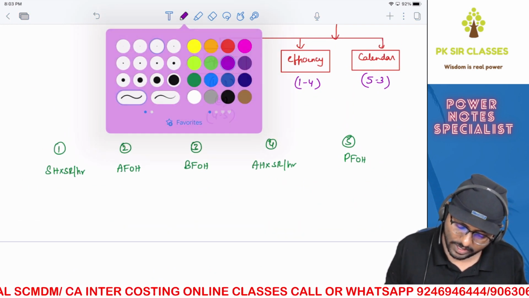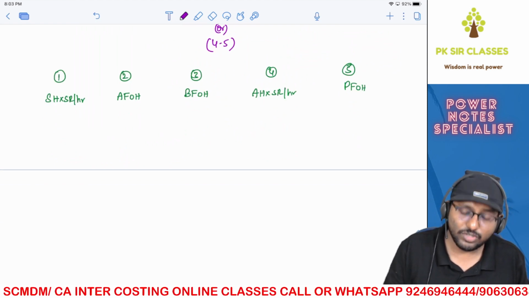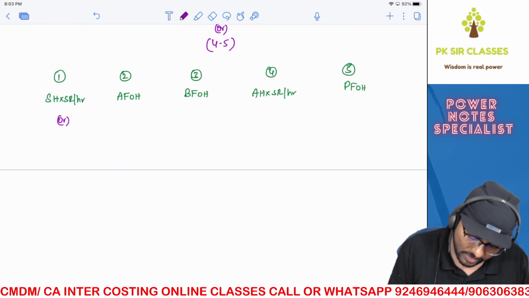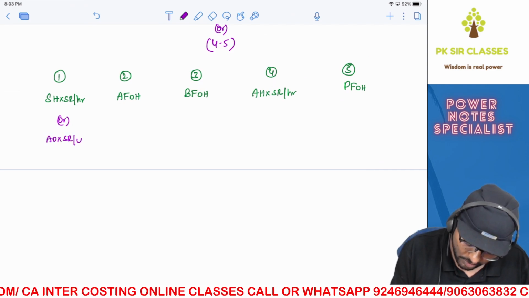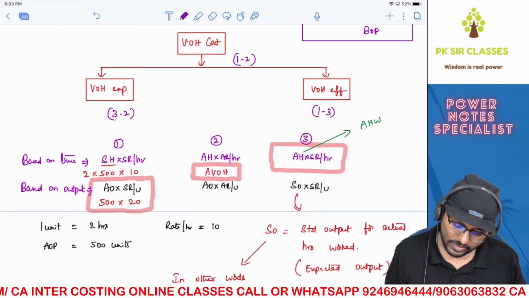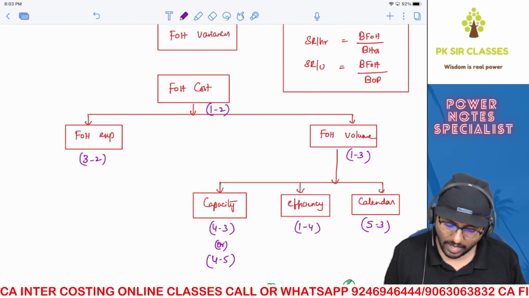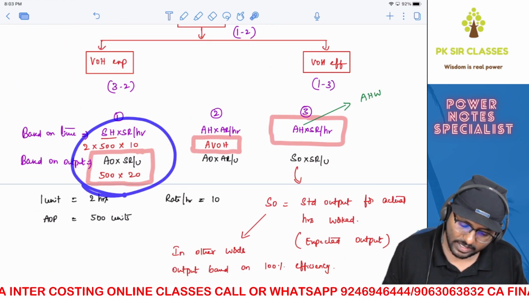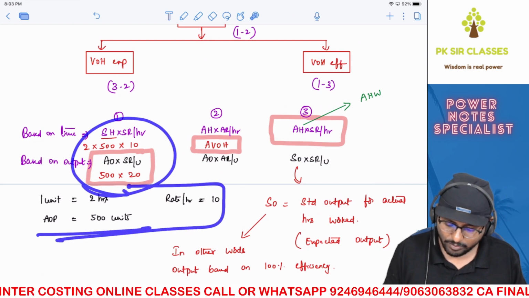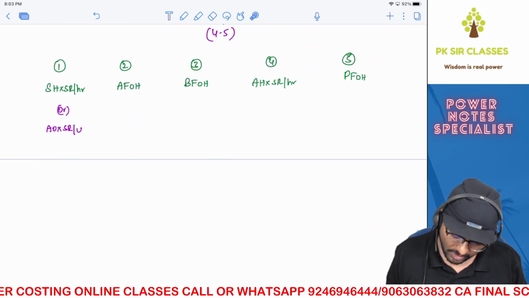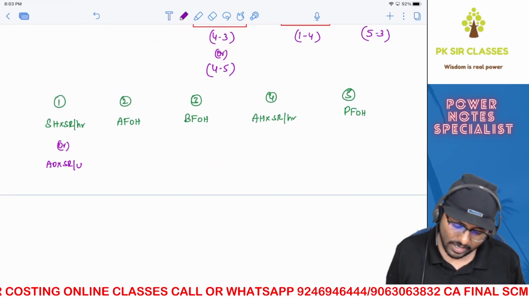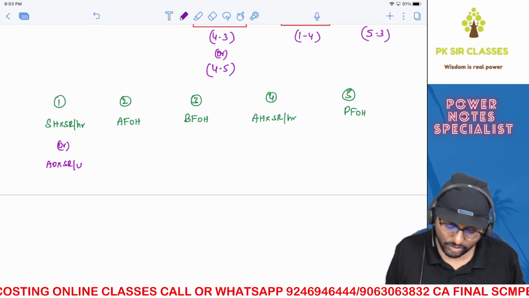Now let me write alternative formulas for each of these. Standard hours into standard rate per hour can also be actual output into standard rate per unit, correct? We have seen this alternative formula, and both formulas give exactly the same answer, as we have already seen with proof in this particular example.